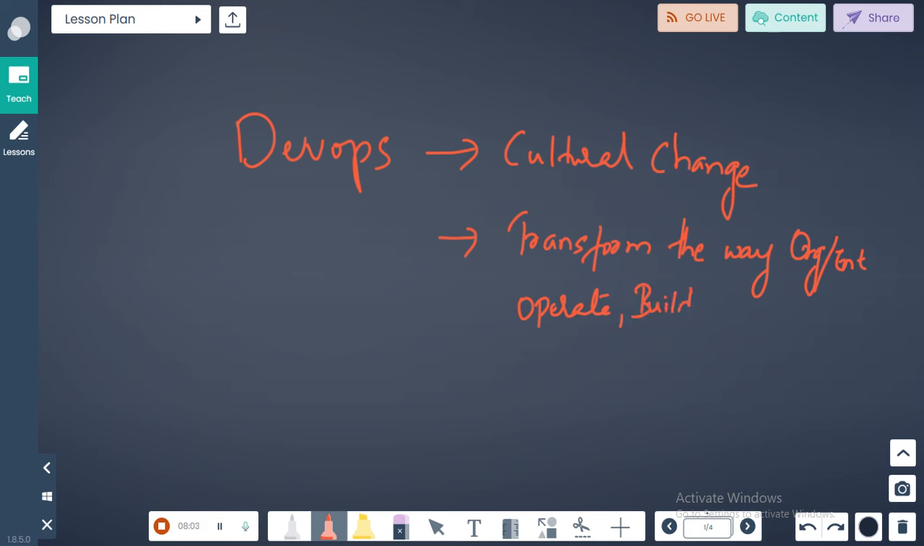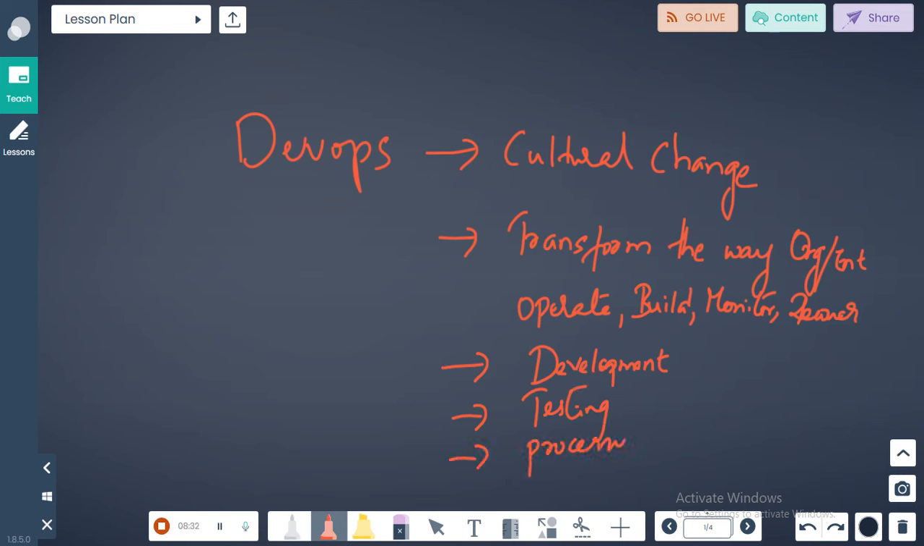build, monitor, recover, in terms of development, testing, processes. So these are very key focus areas for any DevOps culture shift. That's what I'm saying. One is how they develop, how they do the testing, and what business processes they will be using to achieve all these things. So this is completely about the cultural change.